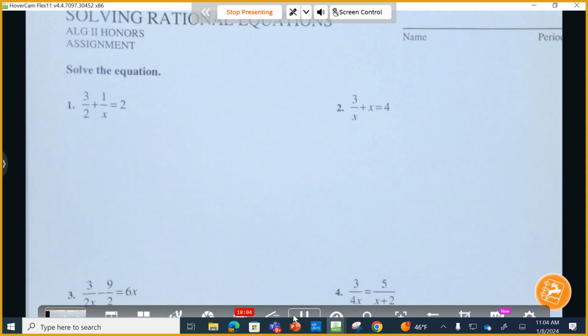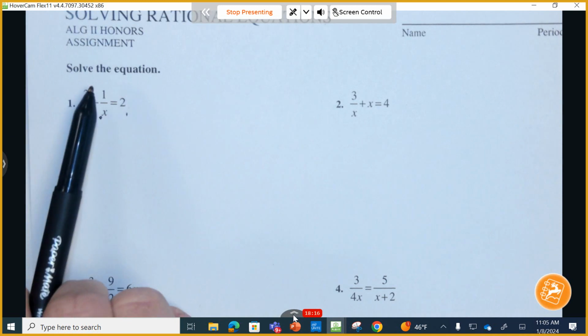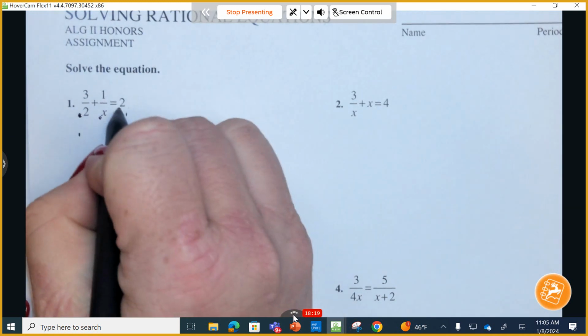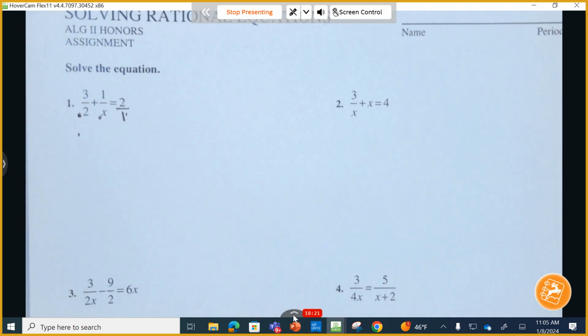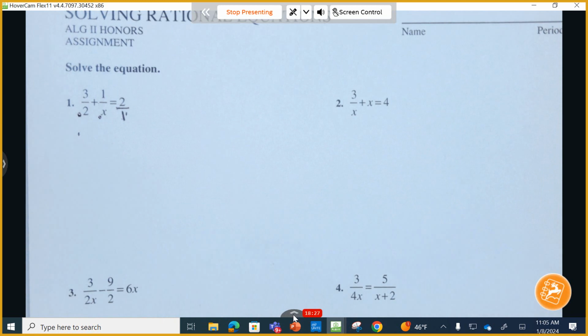All right, number 1. So the first thing we're going to do as we look at number 1, is there a denominator for all 3 terms? Yes or no? Is there a denominator? The answer is no. The first term has a denominator, the second term has a denominator, the third term does not, so we're going to put a 1 at the bottom. That's step 1. Step 2 is, let's look at the denominator of all 3 terms. And if it has a variable, we're going to set it equal to 0.